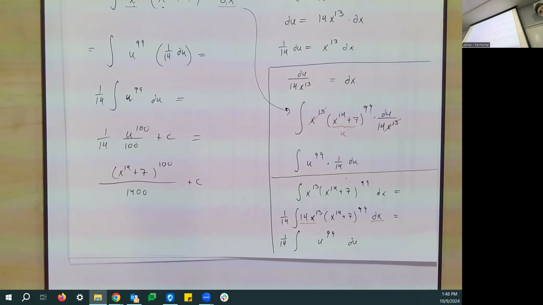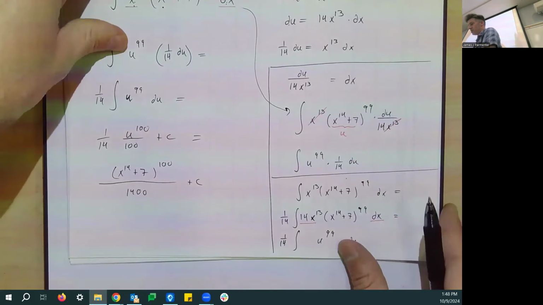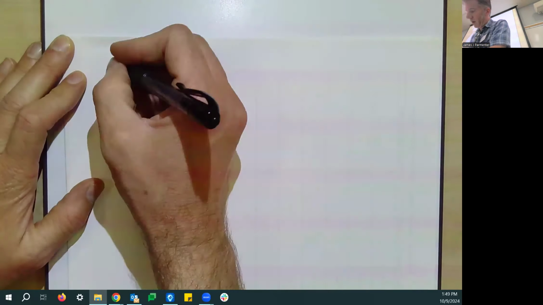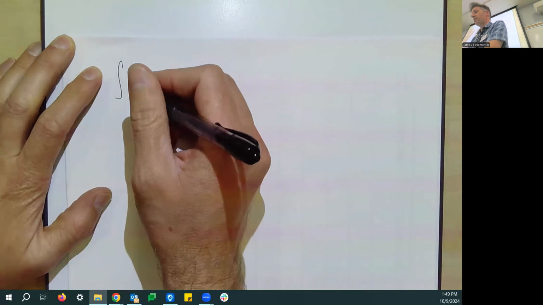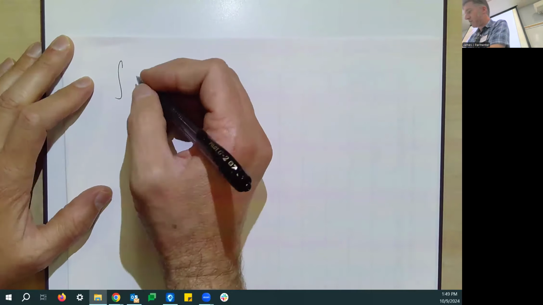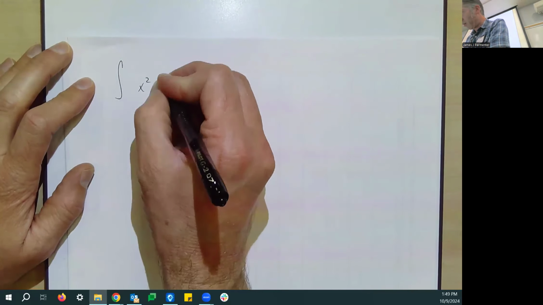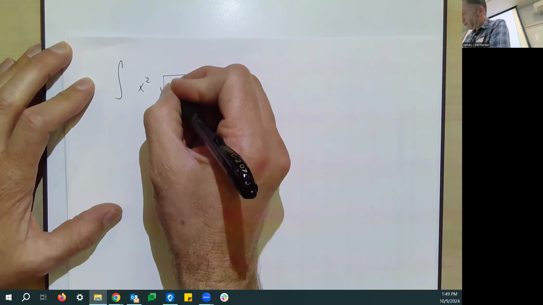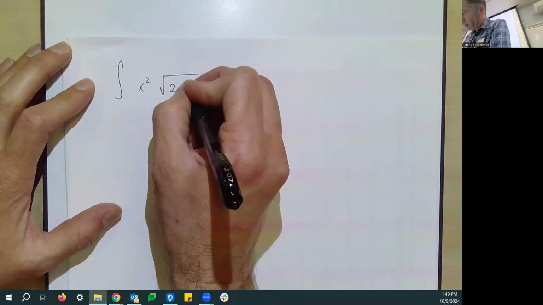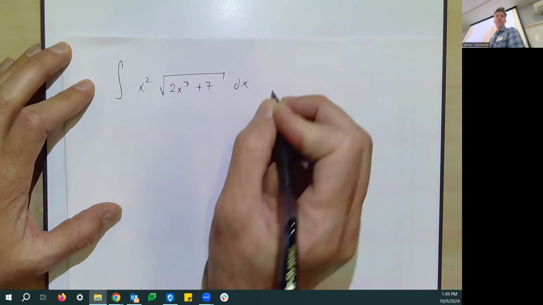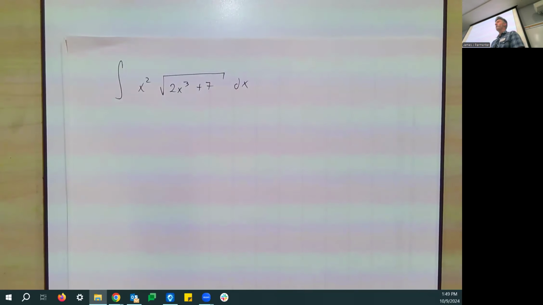All right. You also try one. Try the following. I'm trying to think about the integral of x squared times the square root of 2x cubed plus 7 dx. Try thinking about what a good choice for u would be. I bet you all know what it is.